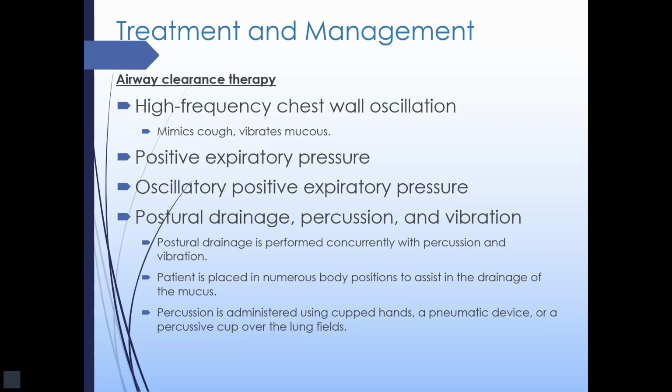Positive expiratory pressure or oscillatory positive expiratory pressure can be done with a flutter, or the one that looks like a pipe. I always forget the name of it. It can be done with the Acapella, Sinclaire, Volara. All of these are different intrapulmonary percussive pulmonary toilet devices.